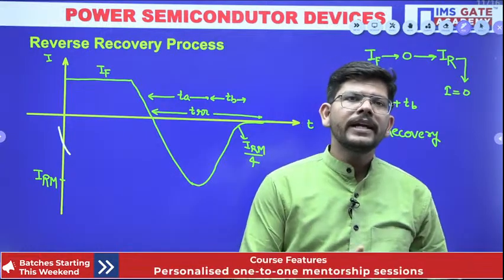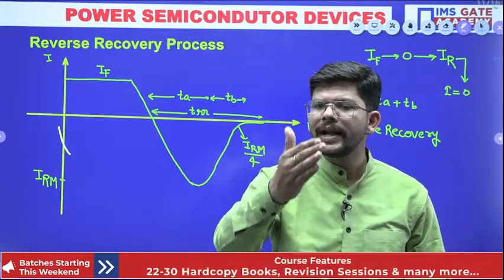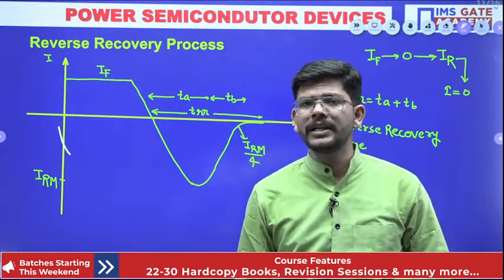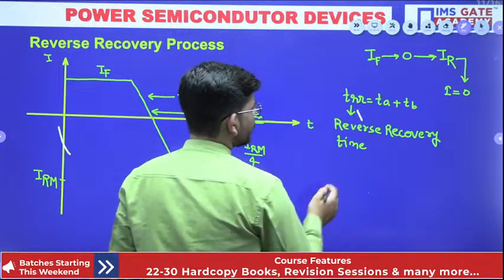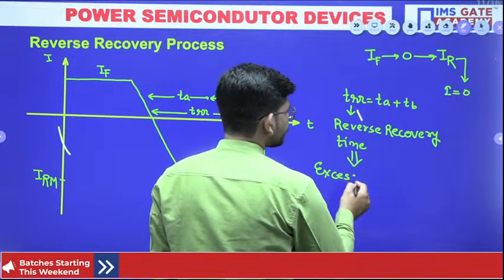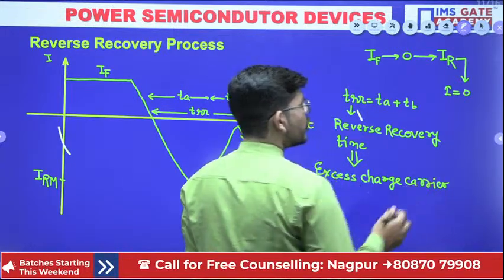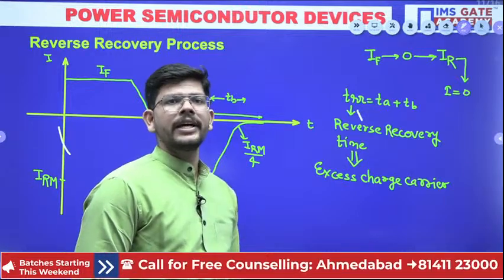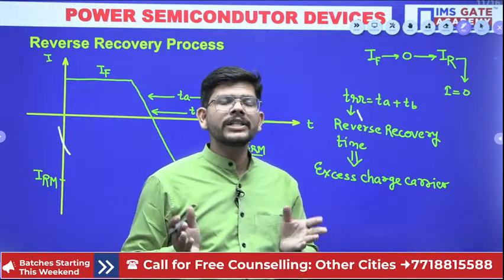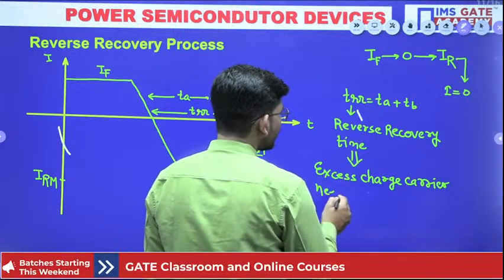Okay, we will apply a reverse voltage. Earlier we have a forward current, then we apply a reverse voltage, then the current suddenly reaches 0, and then it will build up in the reverse direction. Then finally, when the reverse recovery is being done, what do we mean by reverse recovery time? This is the time basically in which excess charge carriers are recovered. What do we mean by excess charge carriers? Those charge carriers which have crossed the junction and reached the other layer during conduction need to be recovered back.